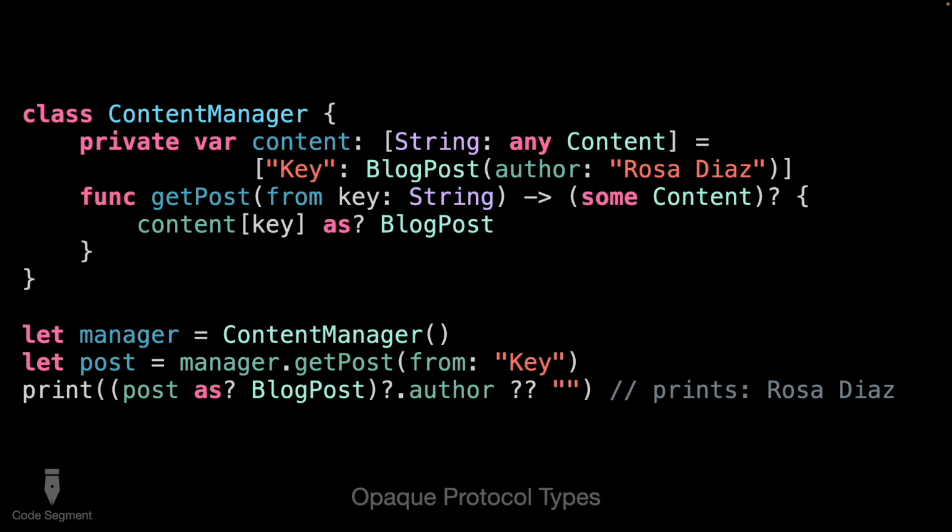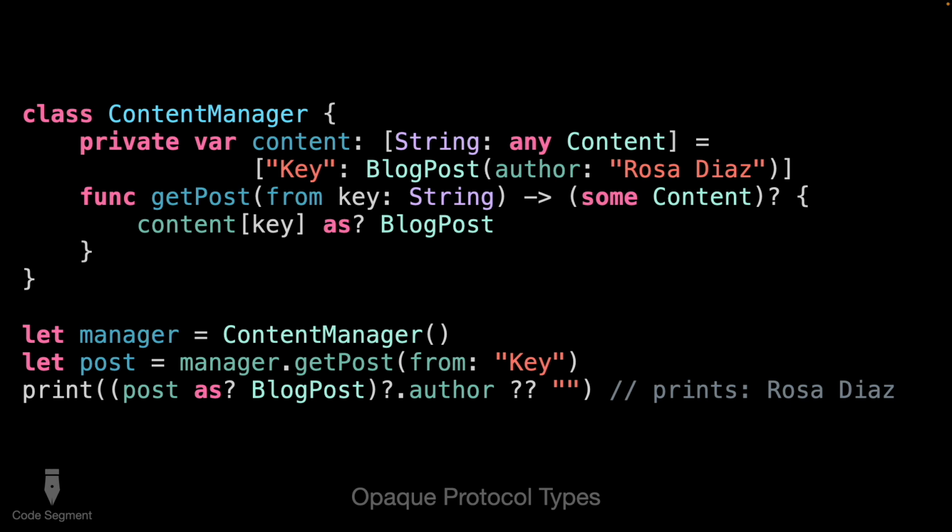Yeah. So what this means here is that, let's say, we have this get post. What this is going to do is it's going to go in here and look for content using that key that gets passed in, and it's going to try to conditionally cast it to blog post. We're saying, hey, we got this thing from the dictionary. We don't know what it is. We know it's content, but we don't know what kind of content it is.